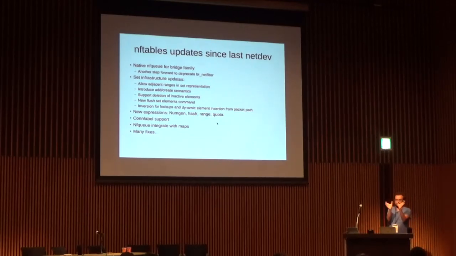It should be very possible just to remove the outer and the inner of the two adjacent ranges, so we just leave in the kernel one single range. So another thing is the add/create semantics for elements. Basically, users were complaining about the fact that it was not very handy, that adding a new element would cause an exist error.